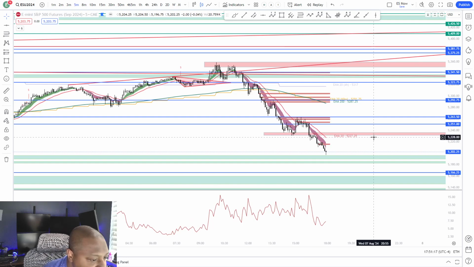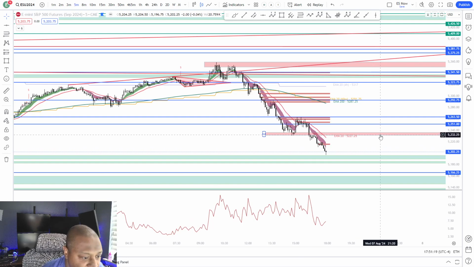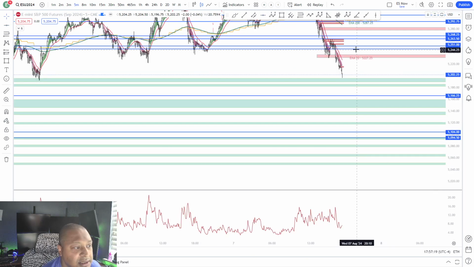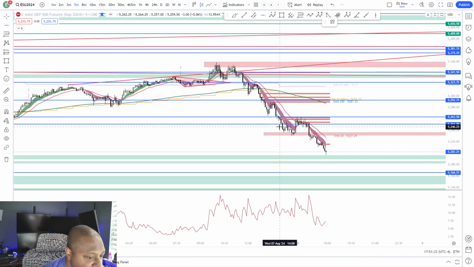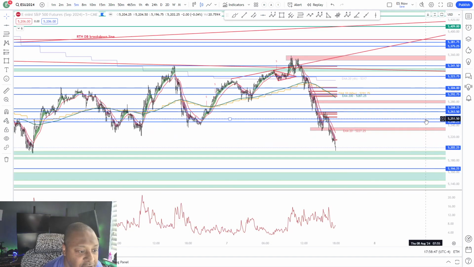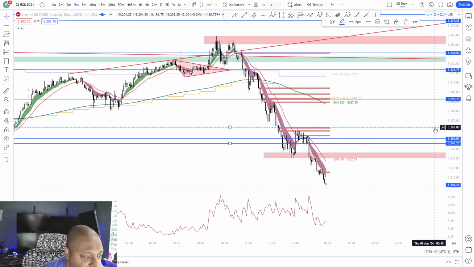Looking at the RTH chart, let us talk about the resistances first. This 5231 to 5236 will be the primary resistance. This will be the first resistance area. If we start moving up from there, then we will have some kind of resistance in this line, which is the 5246 or the 5245 area. After that, the 5251, which will be the next major line of resistance. And then we can move up to 5263, which was the double top today.